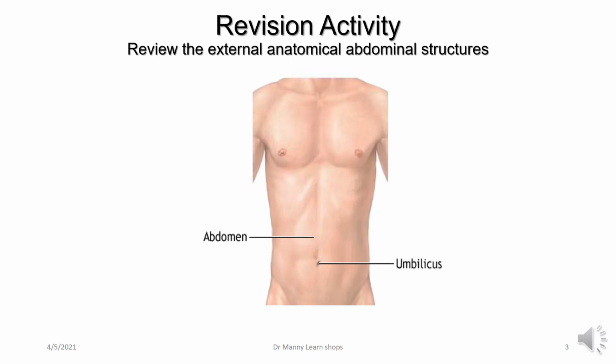Okay, let's review some of the external abdominal structures. You can see there very clearly. You've got the integumentary system, the skin, so you can see the abdomen and you can see the umbilicus. The umbilicus is always central.